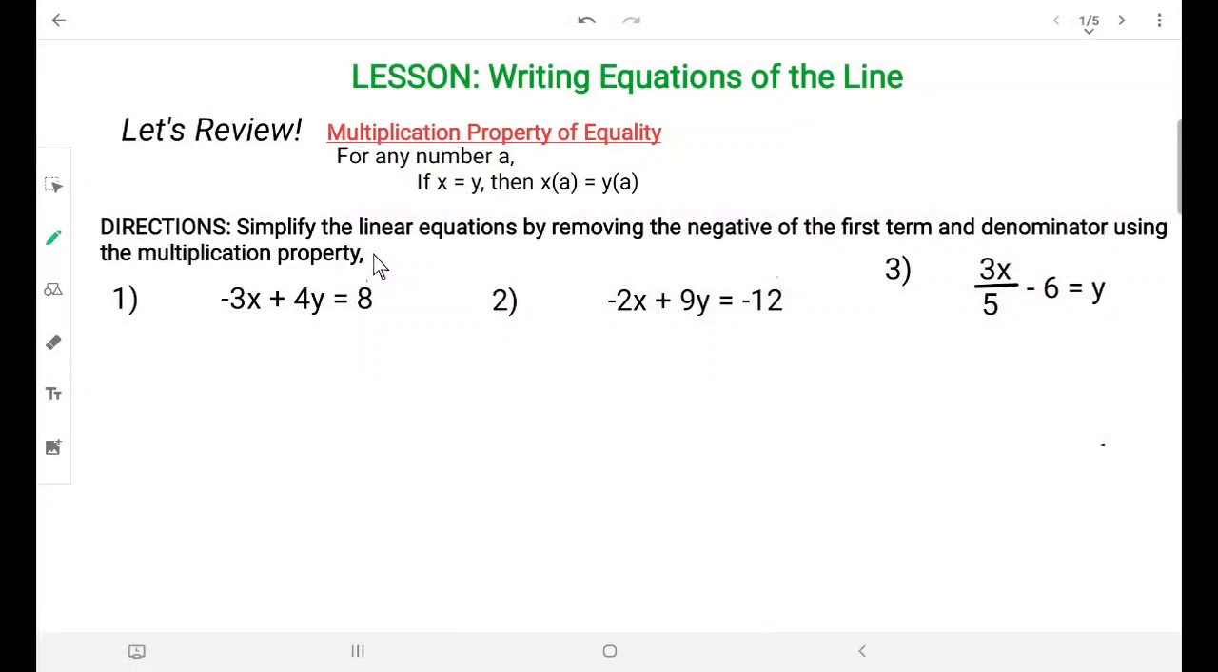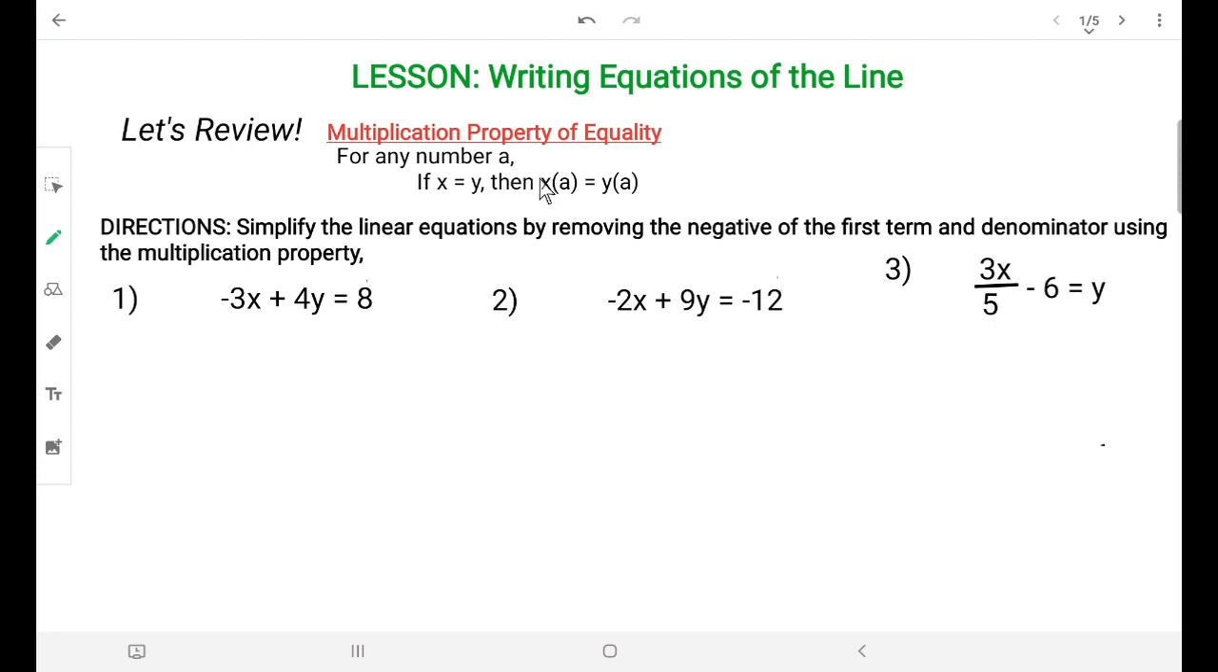Before you proceed in writing equations of the line, let's first review the multiplication property of equality, because we're going to apply this property in writing equations of the line. For any number a, if x is equal to y, then x times a is equal to y times a. Or simply, if you multiply both sides of the equation by the same number, the equation will still be the same.